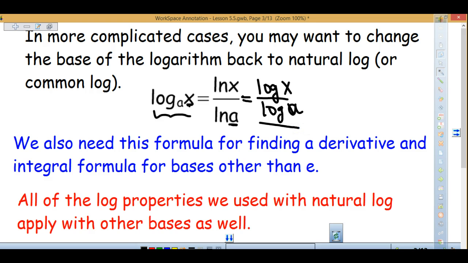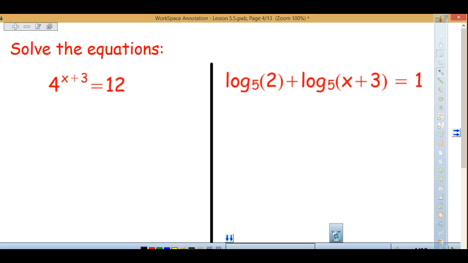We're going to end up using these properties to help us come up with derivative and integral formulas for bases other than e. All right, so let's use the properties that we just learned to review solving some exponential and logarithmic equations, so that you're able to work with them when you need to, using maybe the first or second derivative test. So if I have 4 to the x plus 3 is equal to 12, to get the x out of the exponent there, I would want to switch to logarithmic form. So I have log base 4 of 12 is equal to x plus 3.